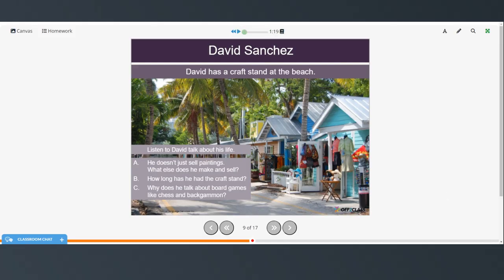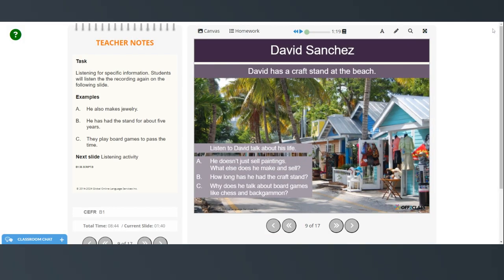All right, so he doesn't just sell paintings. What else does he make and sell? Well, he said he also made jewelry. How long has he had the craft stand? So he has had the stand for about 5 years. And why does he talk about board games like chess and backgammon? Well, he and the other stand owners play those games to pass the time when business is slow.